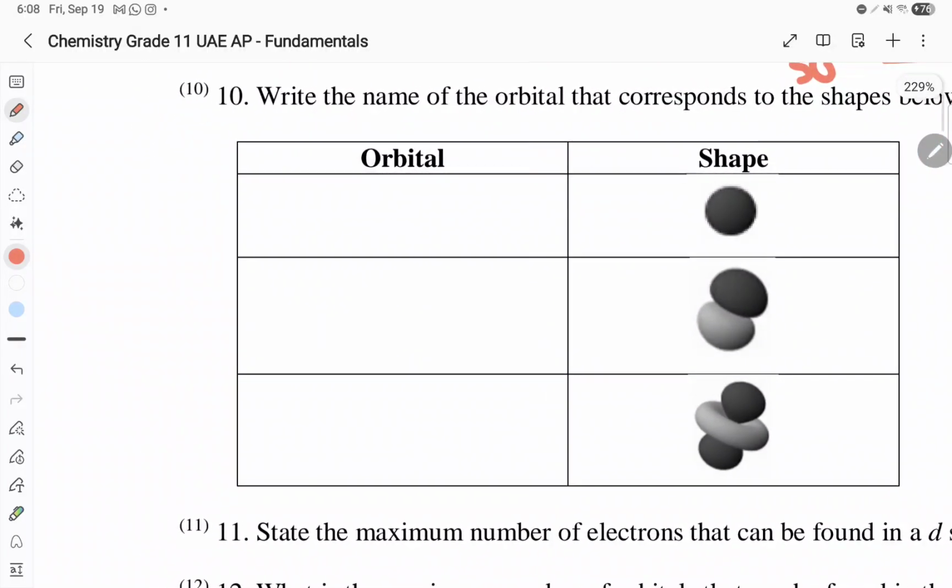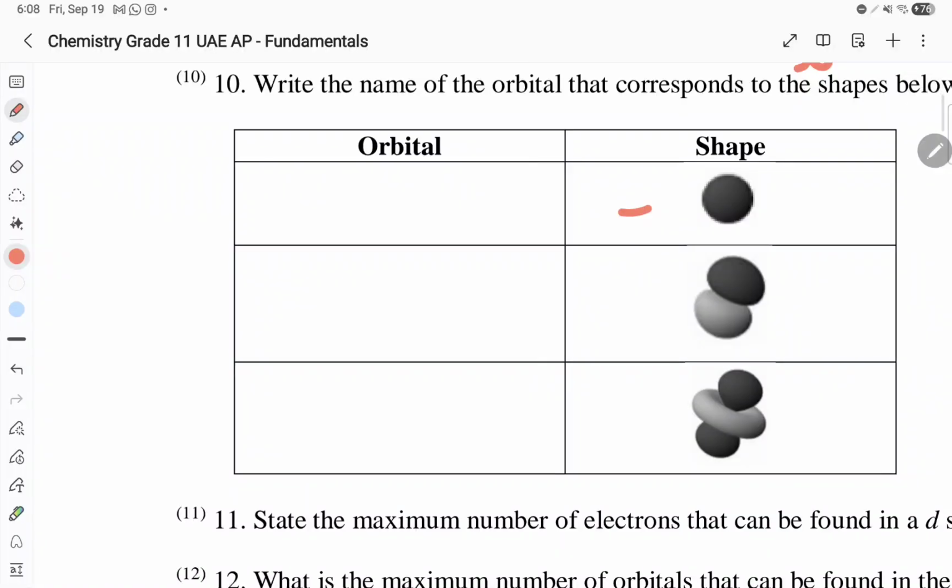Now look, when we have this shape, this shape is the s orbital. This other shape looks like a dumbbell. If it looks like a dumbbell, it is the p orbital.